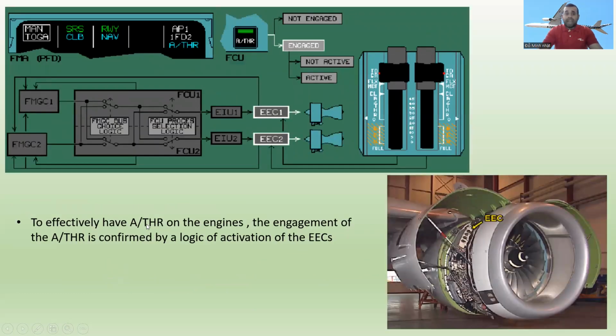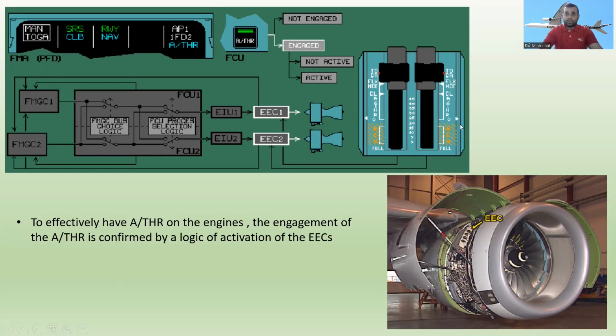To effectively have auto thrust on the engine, the engagement of the auto thrust is confirmed by a logic of activation of the EEC. Just remember it. The EEC is situated here in the engine, on the right side of the engine.